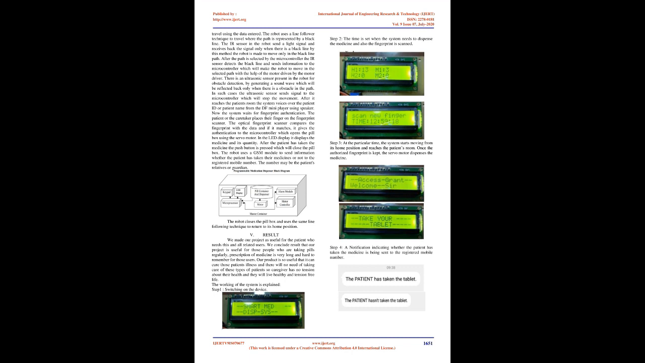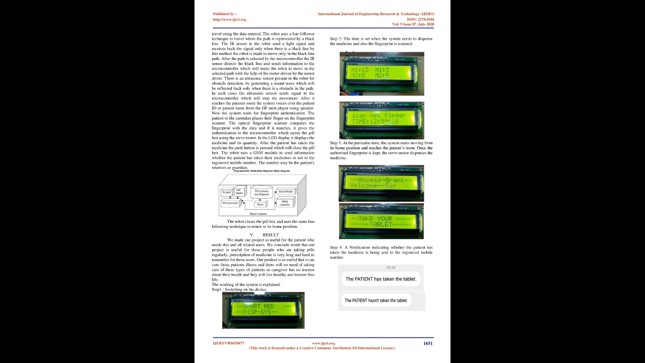The robot uses a line follower technique to travel, where the path is represented by a black line. The IR sensor in the robot sends a light signal and receives back the signal only when there is a black line. By this method the robot is made to move only in the black line path.